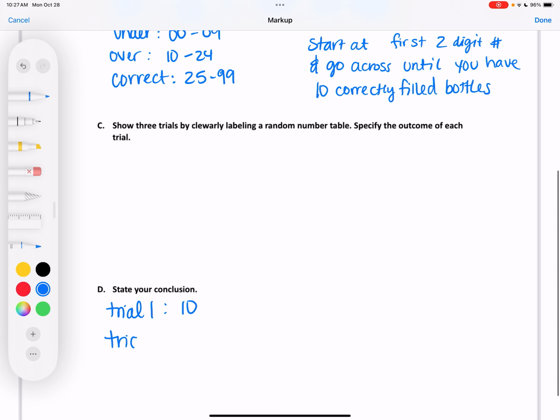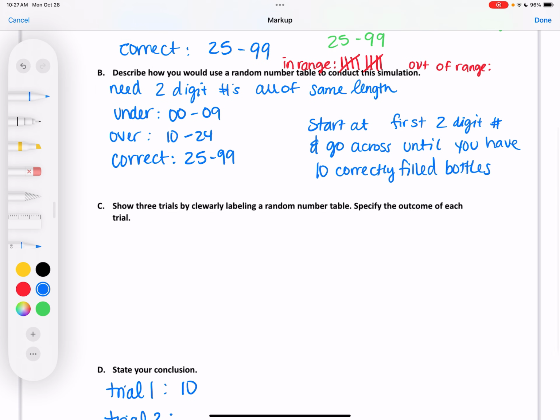Virginia, how many did you say you had to do to get 10 in range? I had 5 out of range. So you had 15 total? Uh-huh.